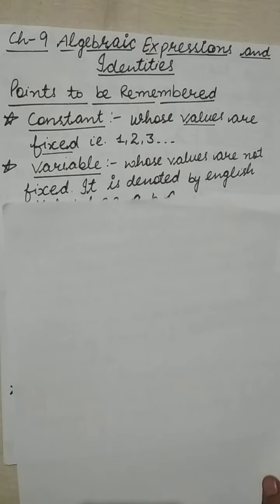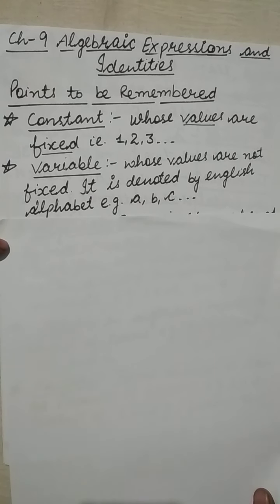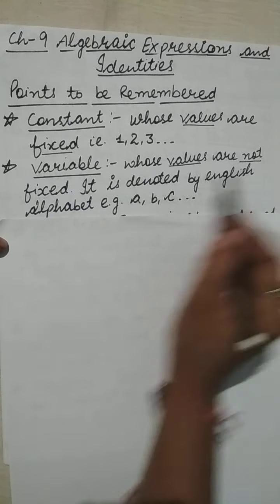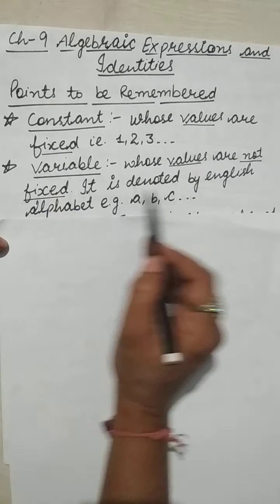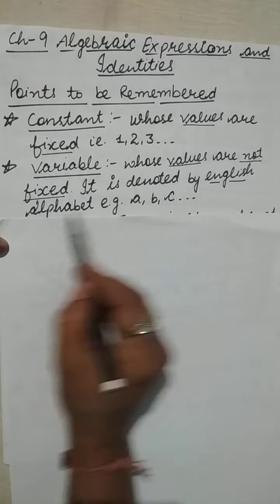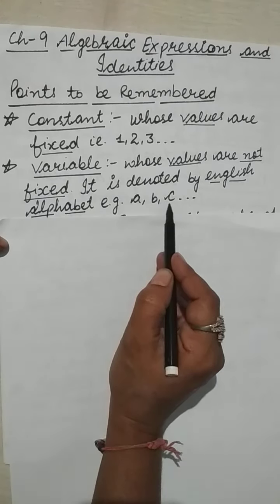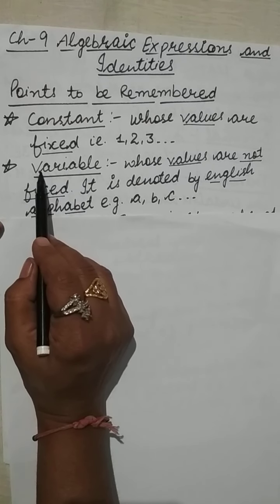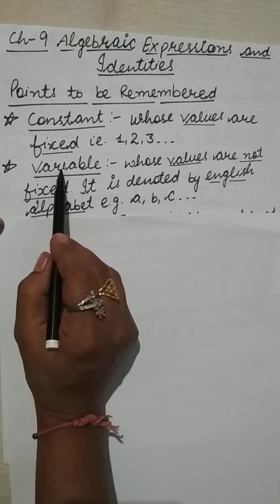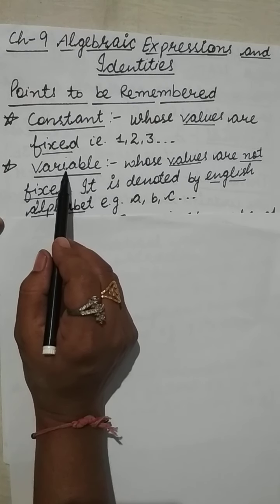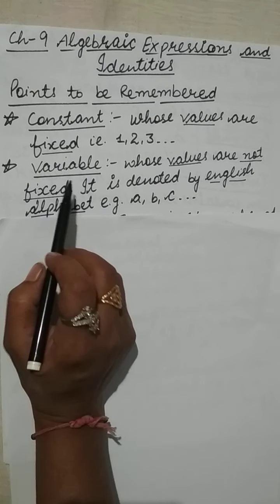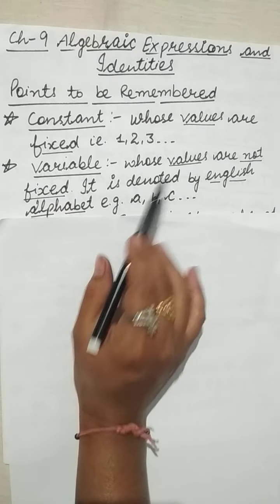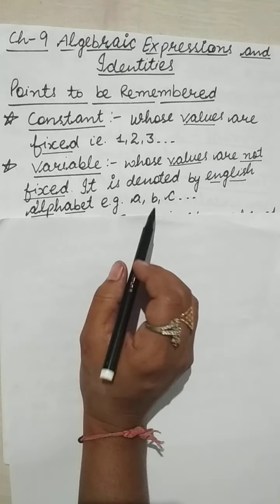Next one is variable. Variables are those whose values are not fixed. It is denoted by an English alphabet, for example a, b, c. The variable name itself expresses "vary", which means to change, so the value of the variable always changes. It can be any number and we can denote it by an English alphabet.